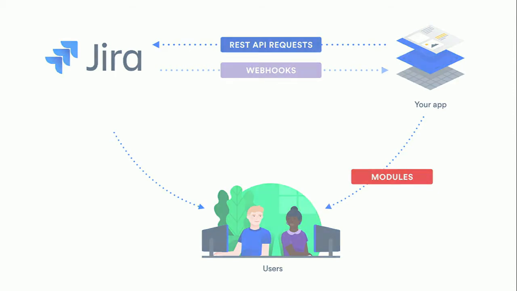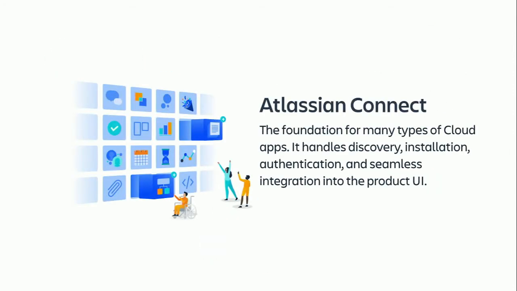So let's take a look at how that's done. The first thing to know is that cloud apps are built using Atlassian Connect. This is the foundation for many cloud apps. It handles discovery, installation, authentication, and seamless integration into the product UI. An Atlassian Connect app could be an integration with an existing service, a new feature, or even a new product that runs within our product.